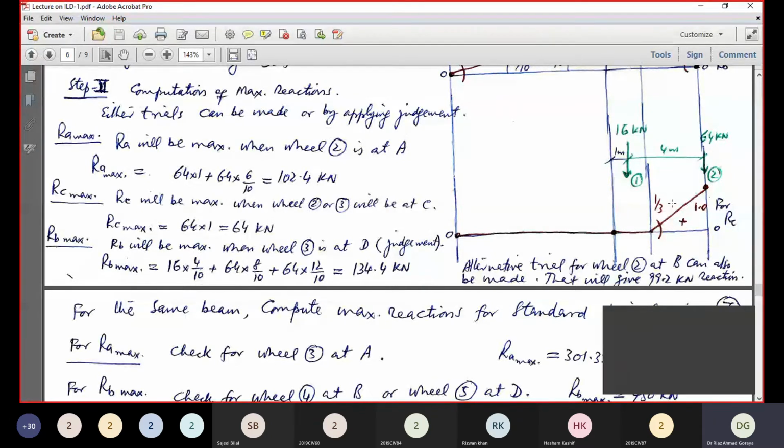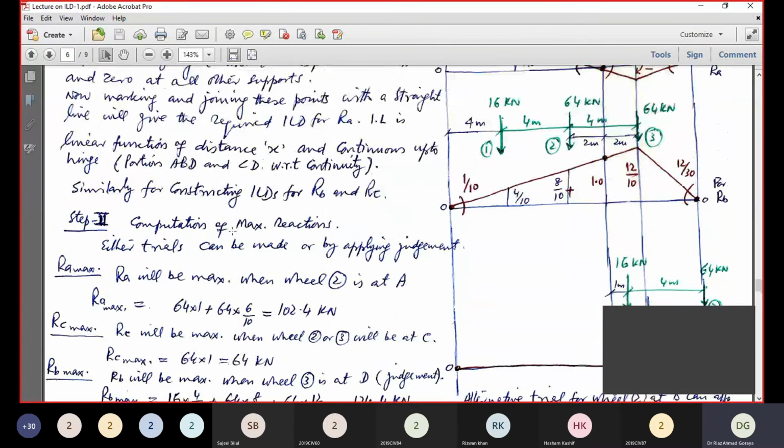It is again very simple to judge that RC will be maximum whether you place wheel 2 at C or wheel 3. Both will give the same answer. So that will be 64 into 1. 64 into 1, that is the RC max. Now RB.